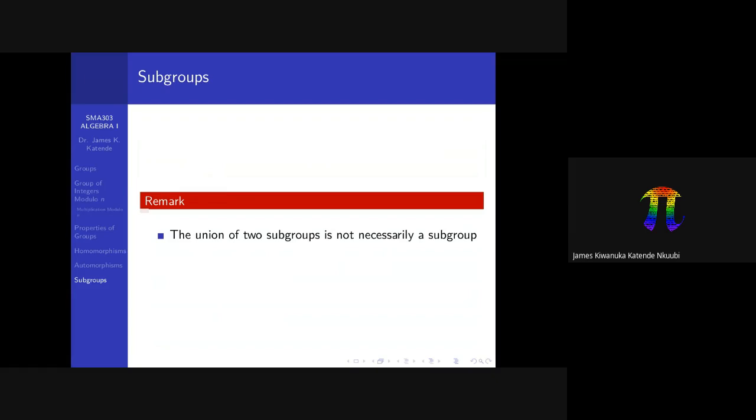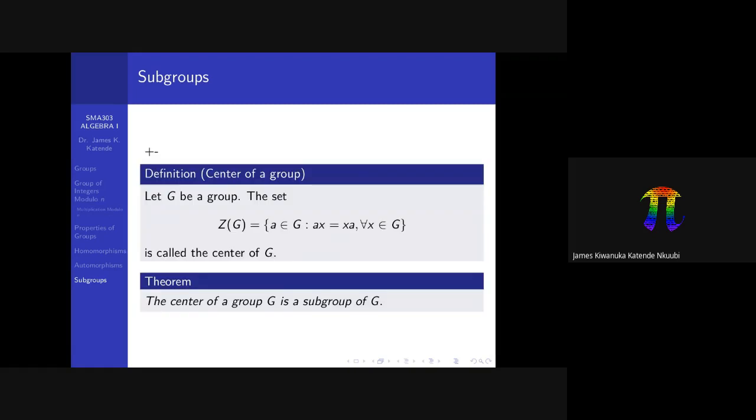But if a subset A is contained in B, and both are subgroups, then their union will automatically be a subgroup. So if A and B are subgroups and A is contained in B, then their union will automatically be a subgroup. There's more we can say about this, but I'll leave it for a different setup.